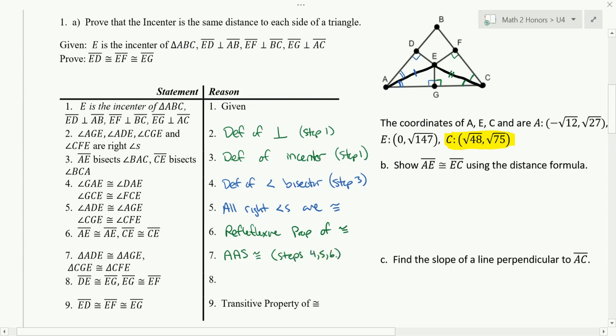And now because of that, we can say that this is congruent to this. The distance from E to D is going to be the same distance from E to G, and the distance from E to G is going to be the same distance from E to F. Why? CPCTC. Corresponding parts of congruent triangles are congruent. And that's from step 7. And therefore, we prove that the incenter is the same distance to all 3 sides.